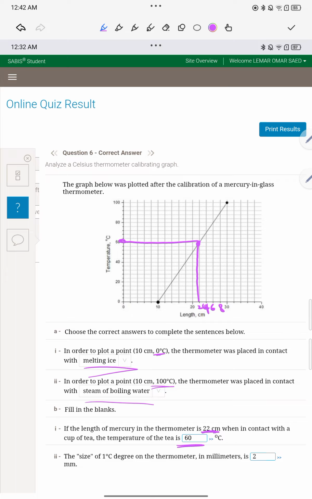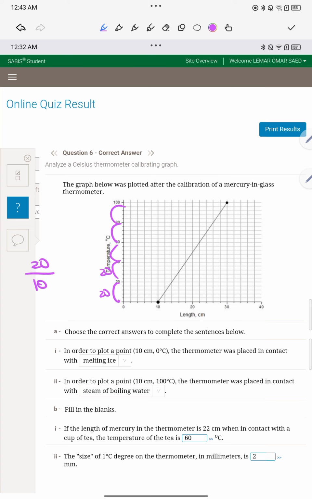Now, the size of 1 Celsius degree on the thermometer in millimeters. So, look at this. Here, 20, 20, 20, 20, 20. So 20 over 100 is equal to 0.2. 0.2 what? 0.2 centimeters, but we want to make it in millimeters, so you multiply by 10. By multiplying by 10, it will be 2 millimeters.